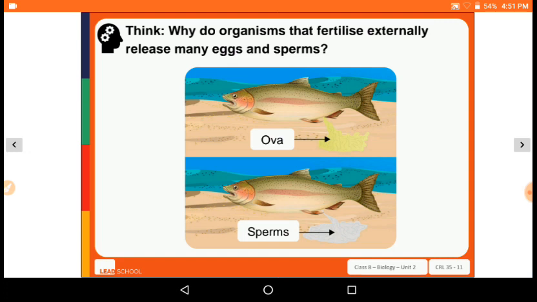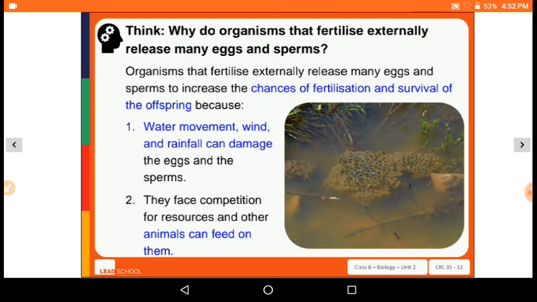Why do organisms that fertilize externally release so many eggs and sperms? You can see the ova and sperms here in aquatic animals. Organisms that fertilize externally release many eggs and sperms to increase the chances of fertilization and survival of the offspring, because water movement, wind and rainfall can damage the eggs and the sperm. They also face competition for resources, and other animals can feed on them.